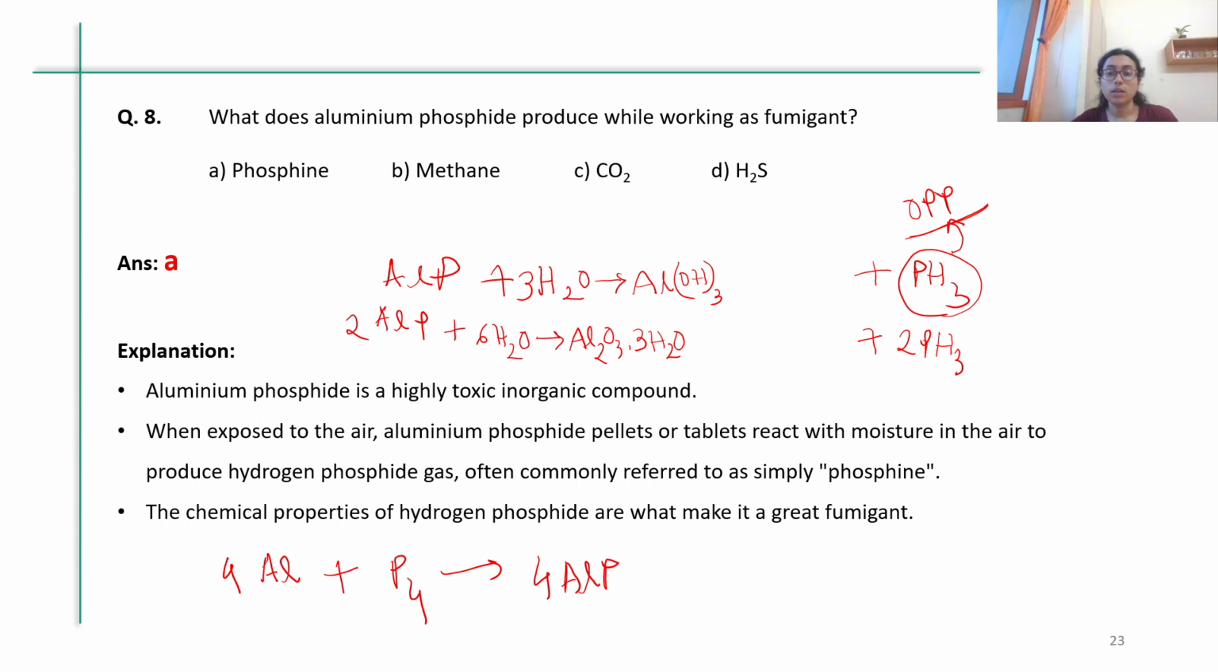If the human body also consumes this phosphine gas, that is toxic for us also, because it can bind with the acetylcholine esterase present in our body also. So this is a highly toxic substance for any living body.